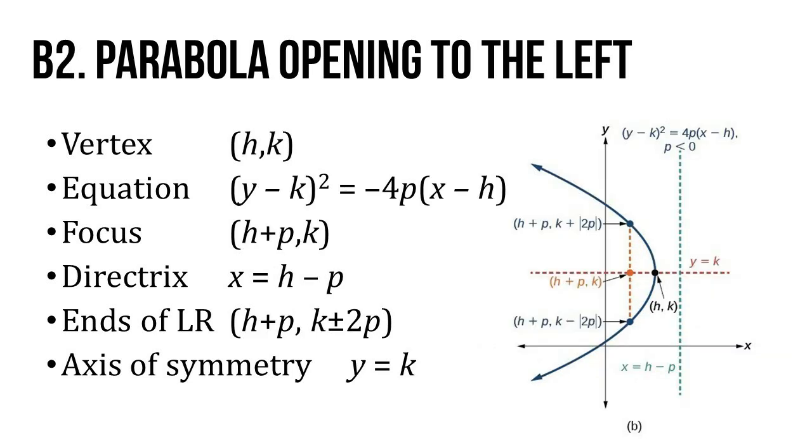When the parabola opens to the left and the vertex is at (h, k), the equation is y minus k squared equals negative 4p times x minus h. The focus is (h minus p, k). The equation of the directrix is x equals h plus p. The ends of the latus rectum are (h minus p, k plus or minus 2p), and the equation of the axis of symmetry is y equals k.